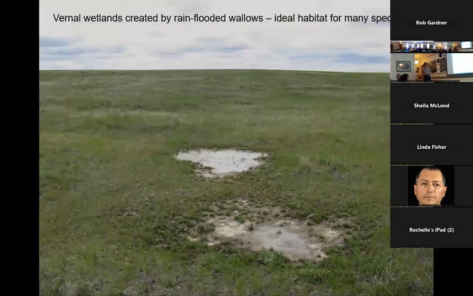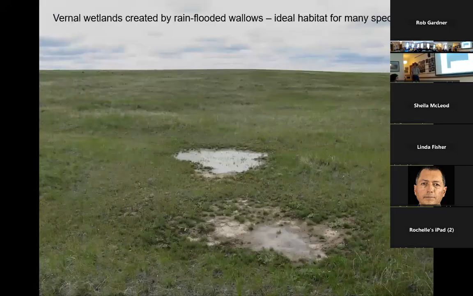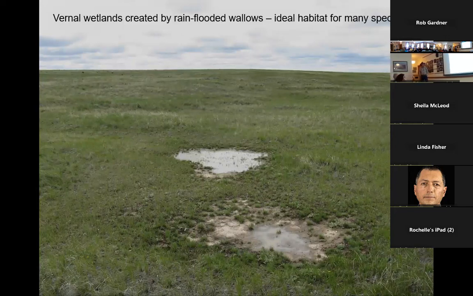And this is a fascinating one. These are called vernal wetlands. Active bison wallows will fill up with water in the spring with snowmelt and rain. And then you can see the ancient wallows all through the background that don't hold water because the vegetation sucks it up. Well, these water-filled wallows are incredibly important for a whole host of species.